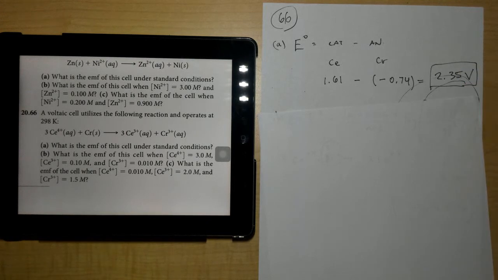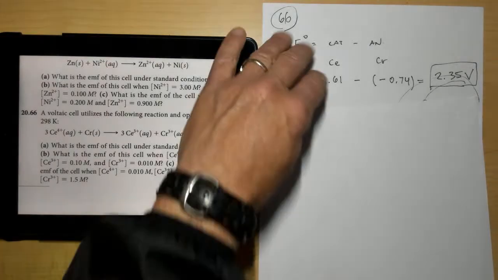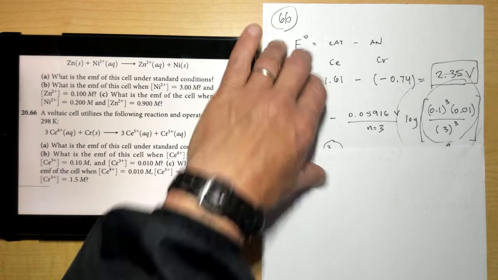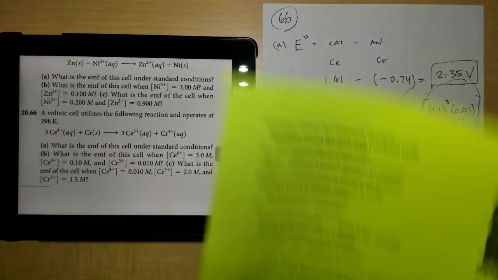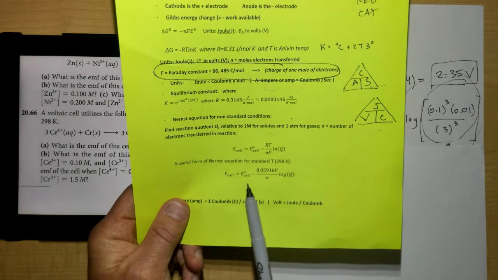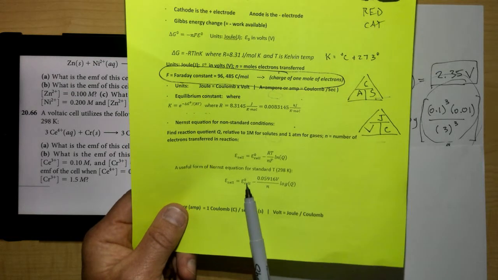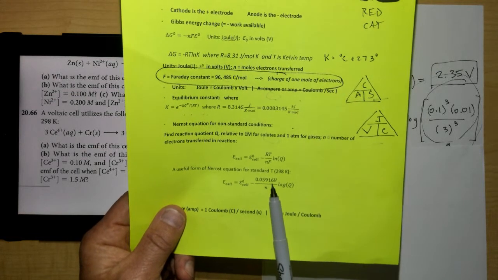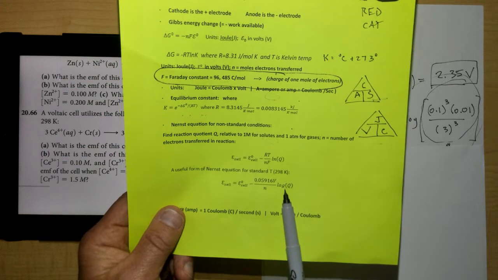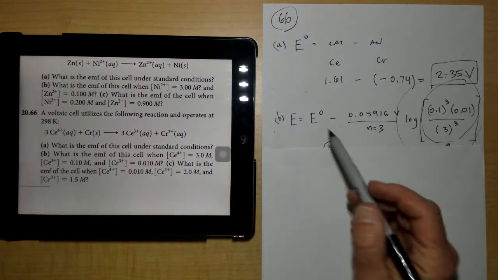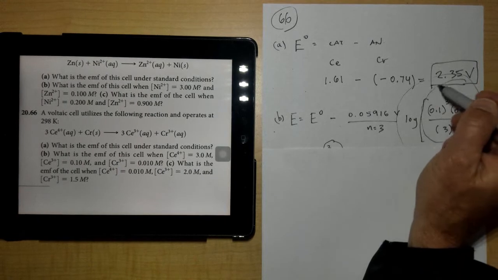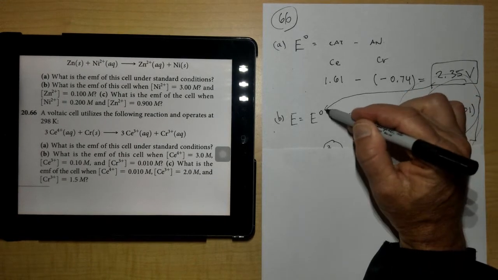standard conditions. Okay, then it says what will be the EMF of the cell when we change the concentrations. And so I'm going to use the Nernst equation here now. The Nernst equation is right down here. E of the cell at non-standard conditions is equal to E cell at standard conditions minus 0.05916 divided by n log of Q. And so here's my E standard, which I'd take the 2.35 and put down right here.